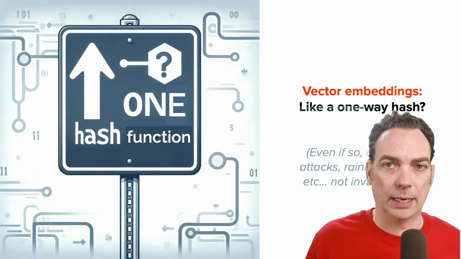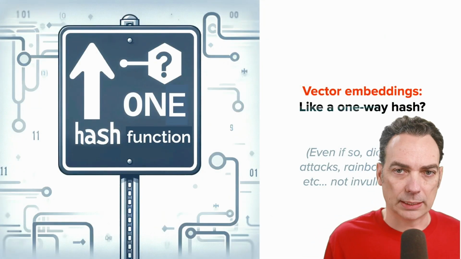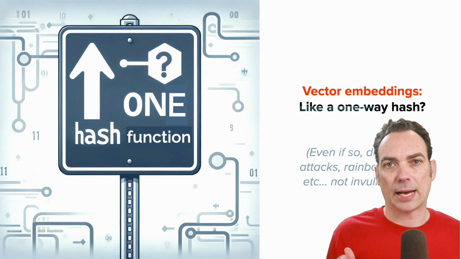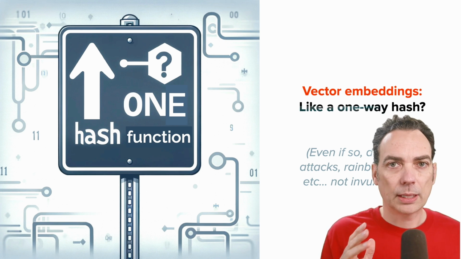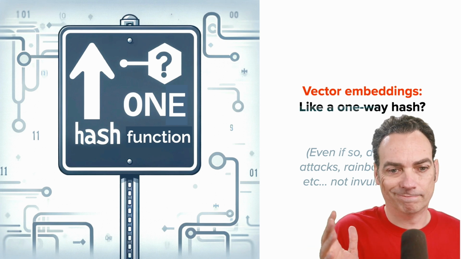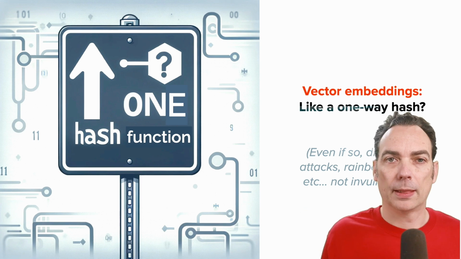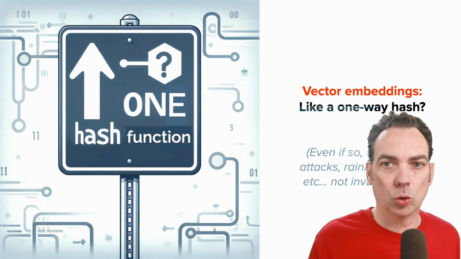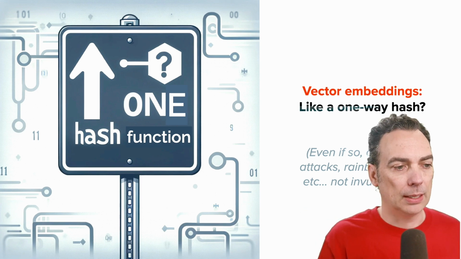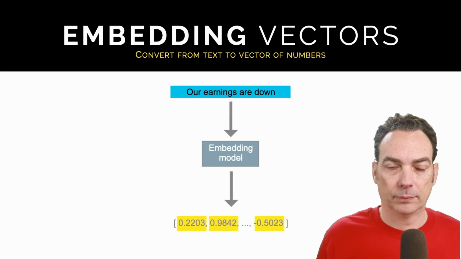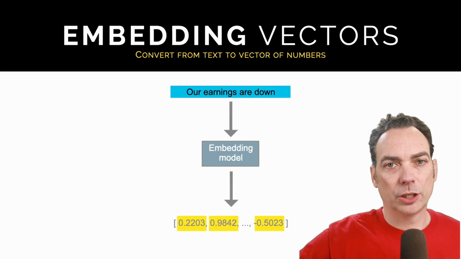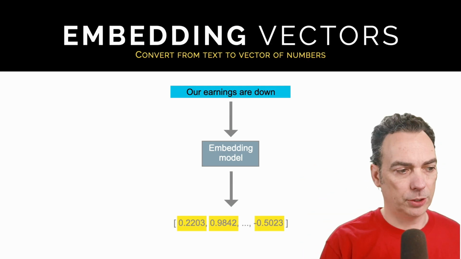It's hungry for data. So these vector embeddings, they look like they're just meaningless numbers. Are they like a hash, something that's one way only? The answer is not exactly. So you take some phrase like "our earnings are down," you run it through an embedding model, you get a bunch of numbers.